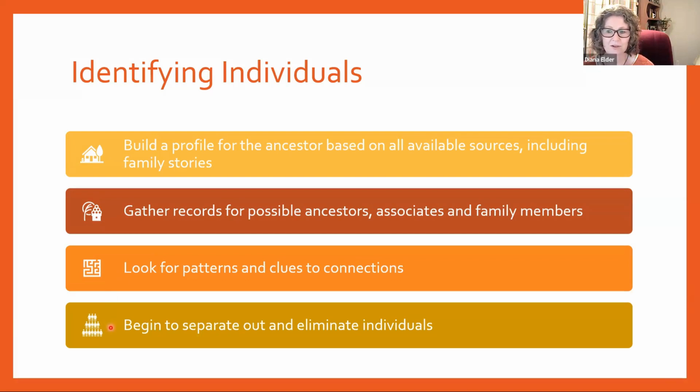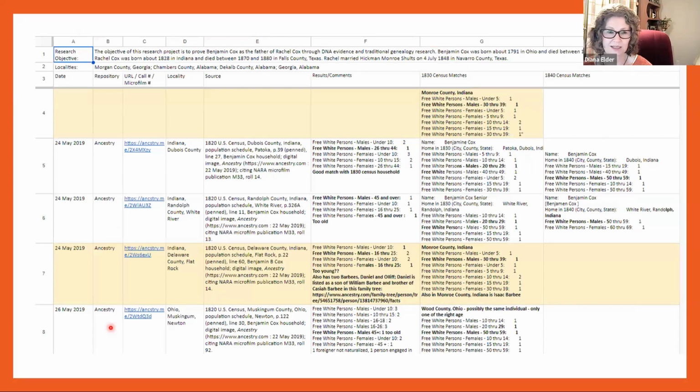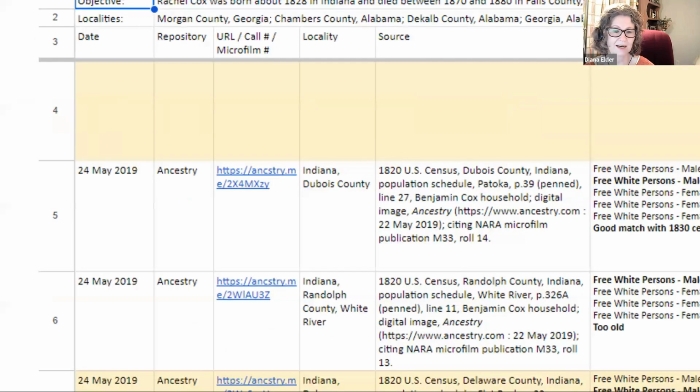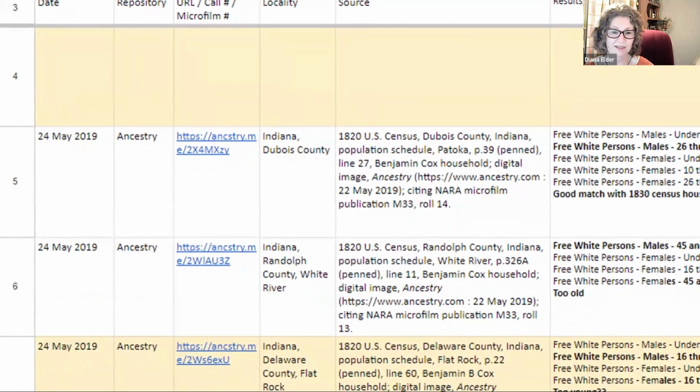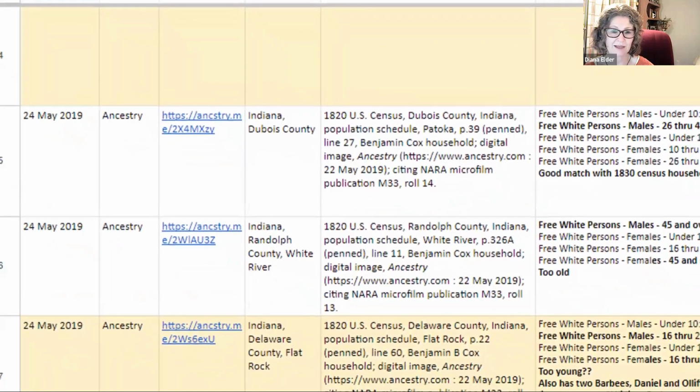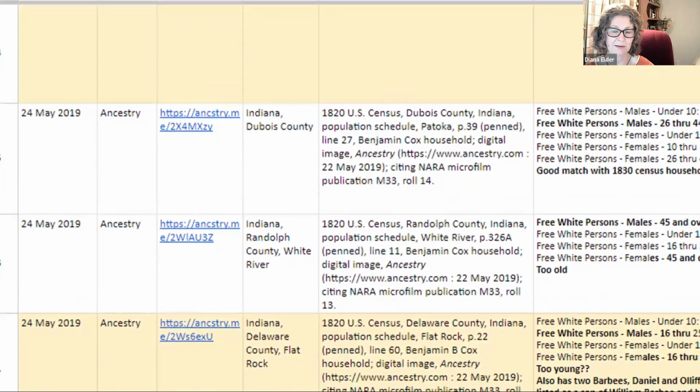So one of my favorite tools for doing this is a good old spreadsheet. And you'll see here that I didn't use Airtable on this one. This was a Google Sheet, but I was trying to narrow down my Benjamin Cox in the 1820 and 1830 censuses. So what I did was I took all the Benjamin Coxes and I found all the ones in 1820 in the census who were in Indiana because I thought he had moved to Indiana by then.